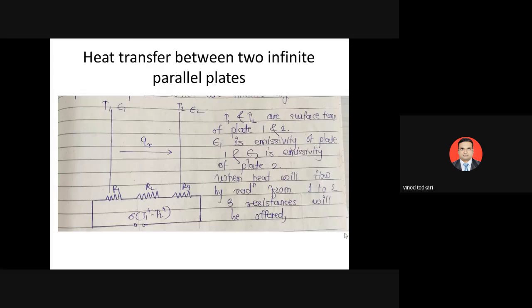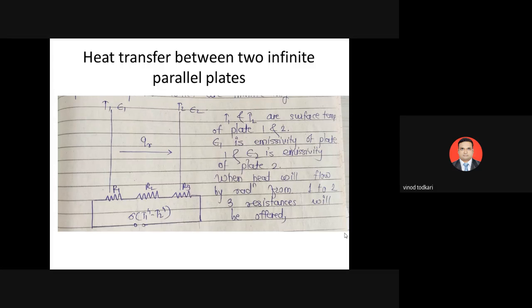So can we proceed? In today's session, we have started with heat transfer between two infinite plates. We have considered two infinite parallel plates having temperatures T1 and T2 and emissivities epsilon 1 and epsilon 2. Now we have to find QR. QR is nothing but the rate of heat transfer by radiation from plate 1 to plate 2. Now the driving potential: why will heat flow? It will flow because of this factor sigma into bracket T1 raised to 4 minus T2 raised to 4, where T1 and T2 are absolute temperatures.